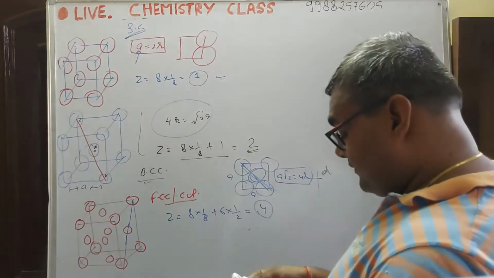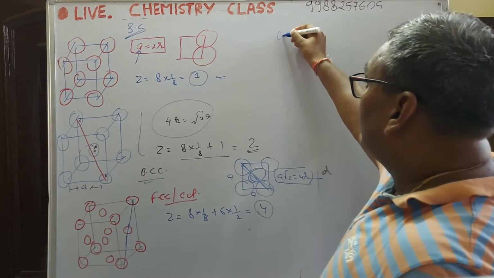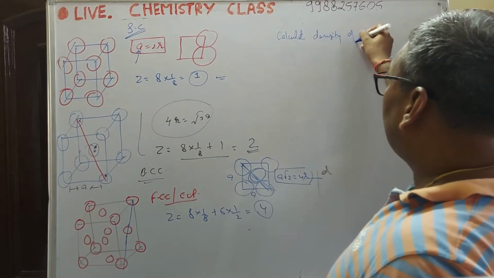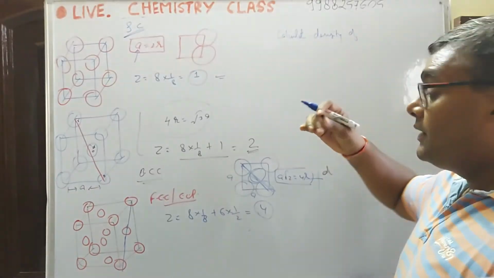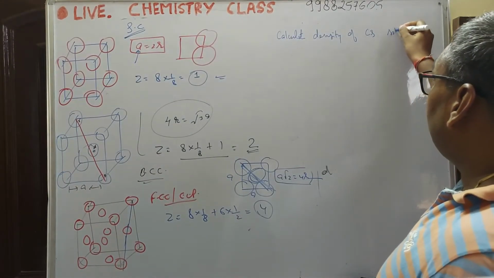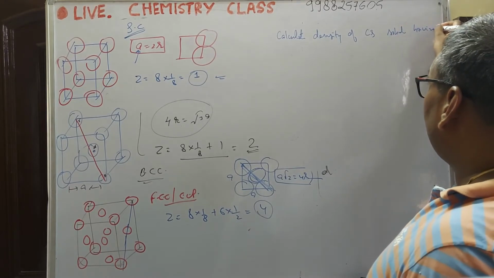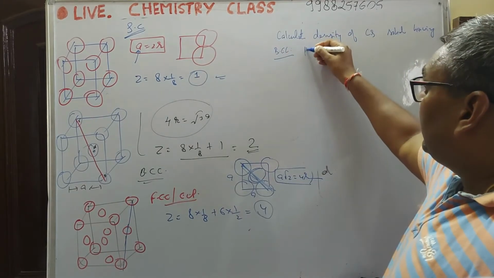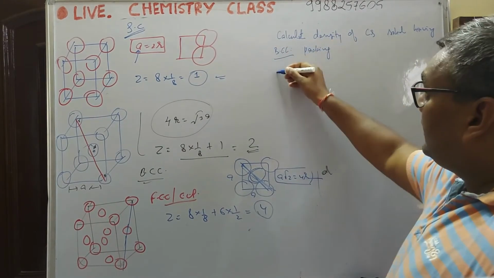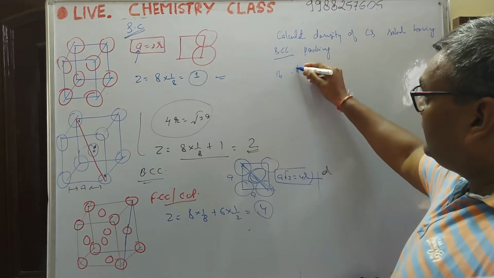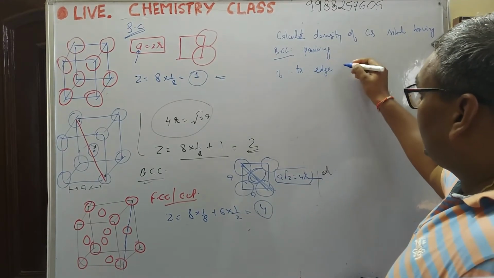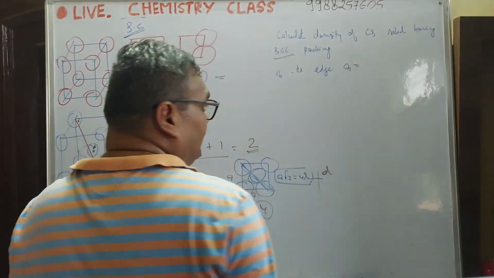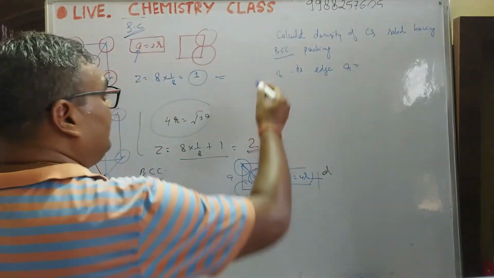Suppose we have to ask, calculate density of cesium solid having BCC packing if its edge length, हो सकता है एज लेंथ डायरेक्ट गिवन हो, ठीक है, और हो सकता है आपको रेडियस गिवन हो. तो हमने यहाँ पे बीसीसी बोल दिया.